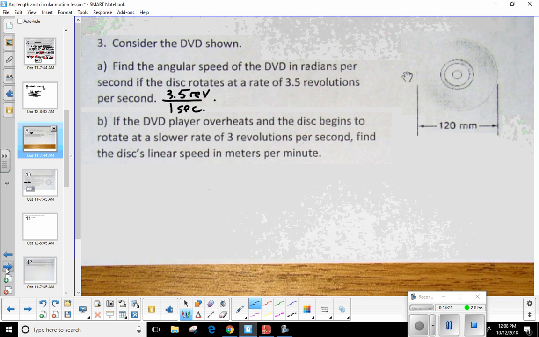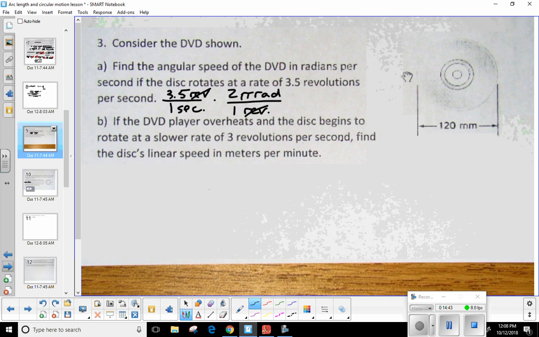Okay, you always multiply by that 2 pi radians over 1 revolution. Now, every time you set up the problem like this, what immediately drops out? The revolutions. They're gone. So this is in radians per second, and that's exactly what we wanted, radians per second.